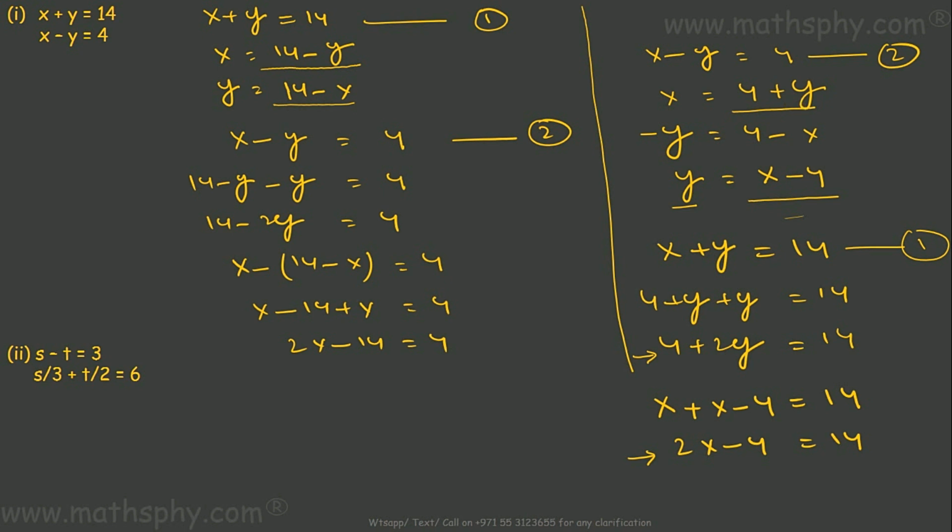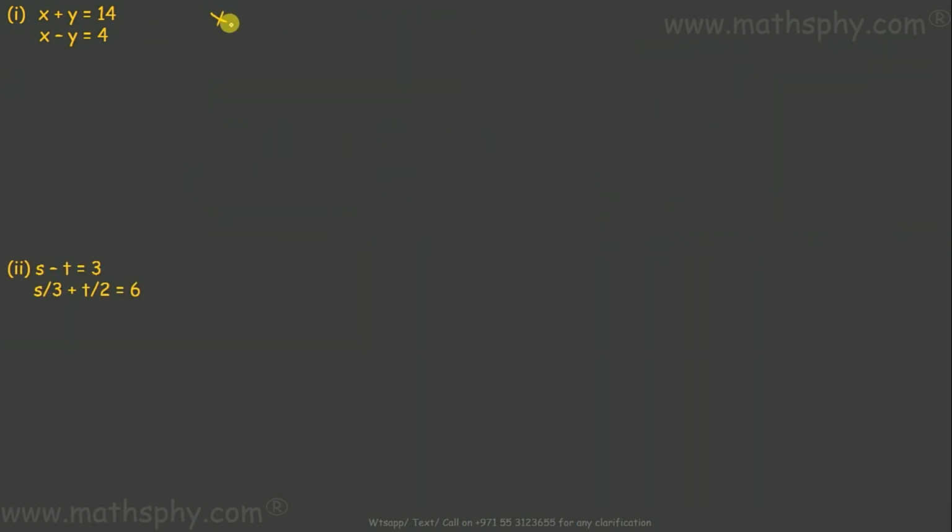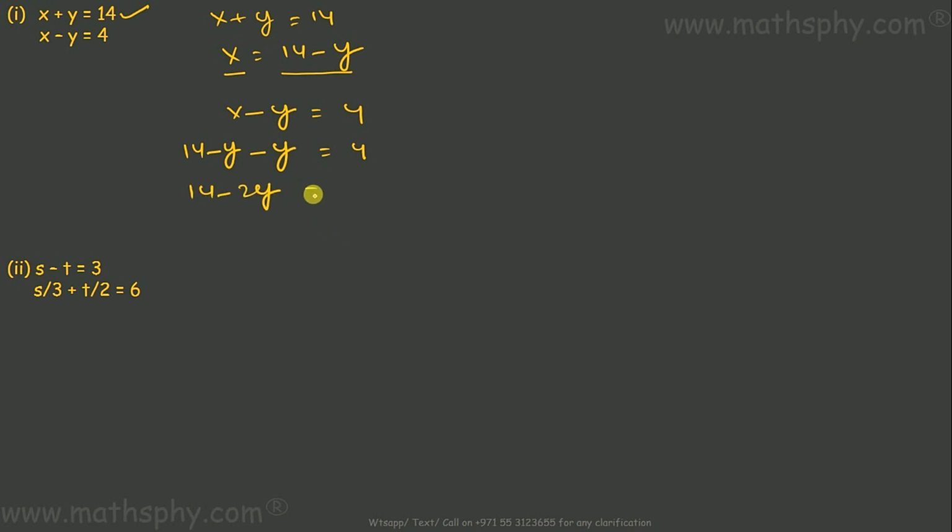Now let's try to solve this question here. x plus y is equal to 14. Let's take out x from here. x is equal to 14 minus y. I have the x value equal to 14 minus y, which I have found from this equation. Now I will work on this equation. Here it says x minus y is equal to 4. I can replace this x with this value because x is equal to 14 minus y. So I'll write 14 minus y minus y is equal to 4. 14 minus 2y is equal to 4, so minus 2y is equal to 4 minus 14.